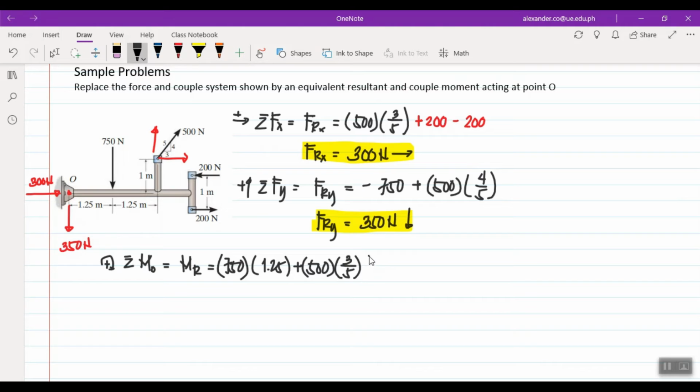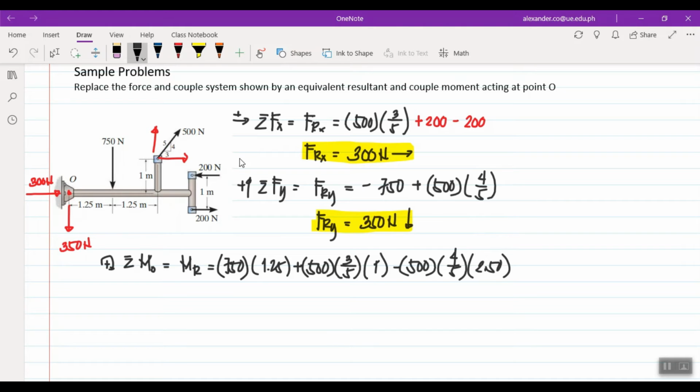Ano ngayon ang kanyang lever arm? So, from here to here, 1 given. Okay? Ito naman, the Y component, its rotation is counterclockwise. So, that will be negative 500. But its slope is 4 over 5. Its perpendicular distance from here to here, 1.25 plus 1.25 is 2.5, no?